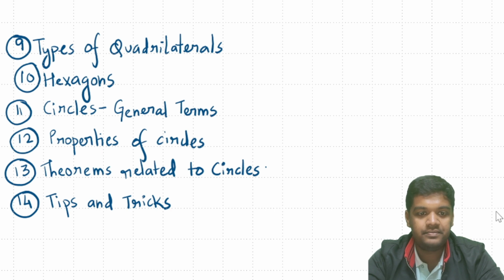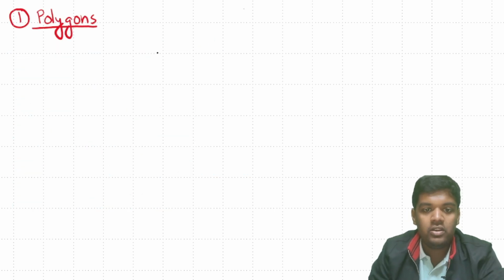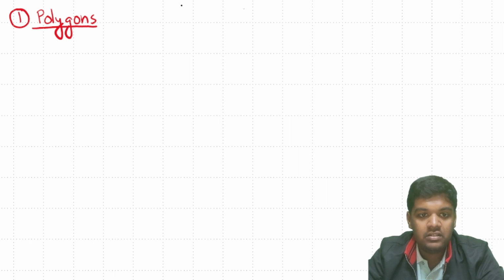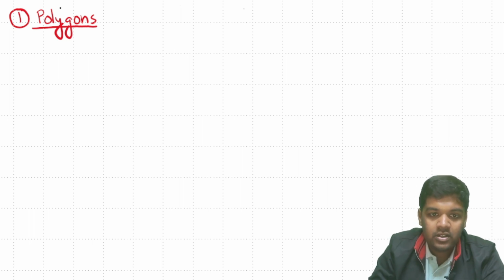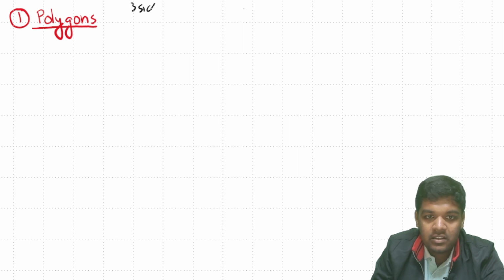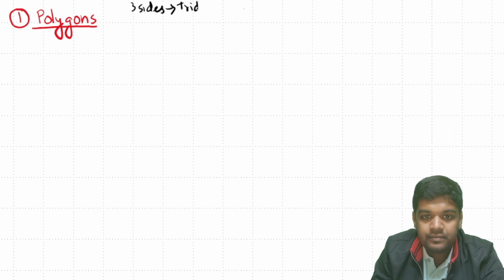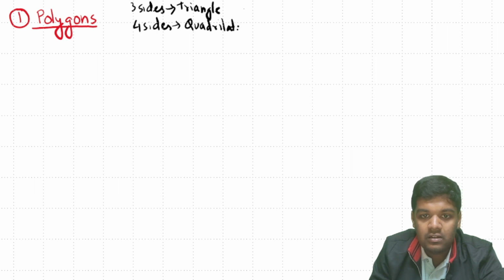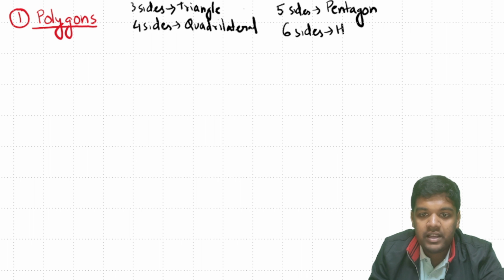So, let's start. Okay. So a polygon is any flat shape with three or more sides. So basically a polygon with three sides will be a triangle, with four sides will be a quadrilateral, with five sides will be a pentagon, six sides will be a hexagon, and so on. Like seven sides will be septagon, eight sides octagon, and so on.